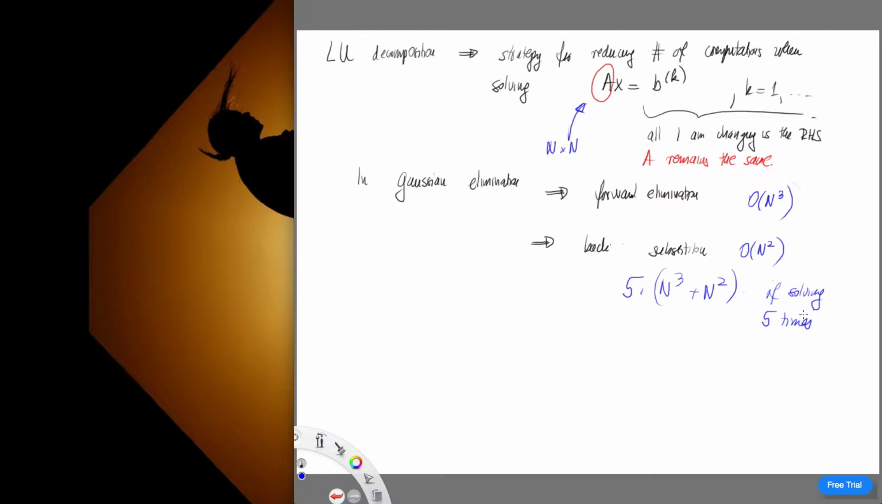Whereas what LU decomposition says is, hey, for these problems that you have, AX is equal to some B that changes, the first time you go about it, you solve this, and actually there's something you can record. In this process, you can record 2 matrices, one lower triangular, one upper triangular, L and U, such that A is LU. If you do that, then this you do only once.